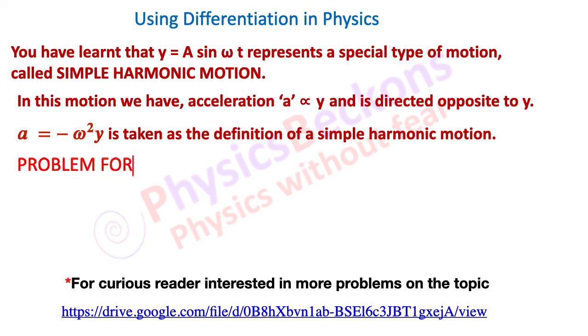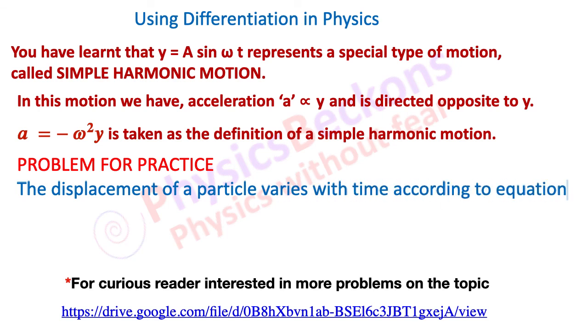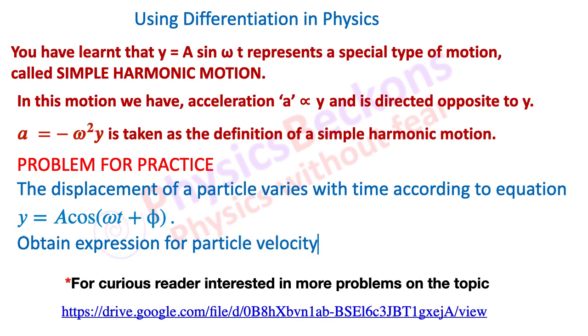Here is a problem for practice. We have displacement of a particle varying with time given by the equation y equal to a cos omega t plus phi. You have to obtain expressions for the particle velocity v and particle acceleration a.